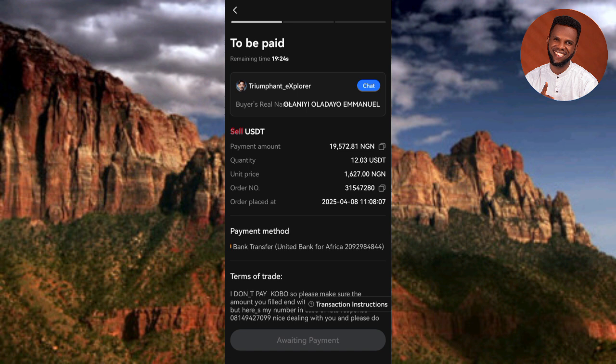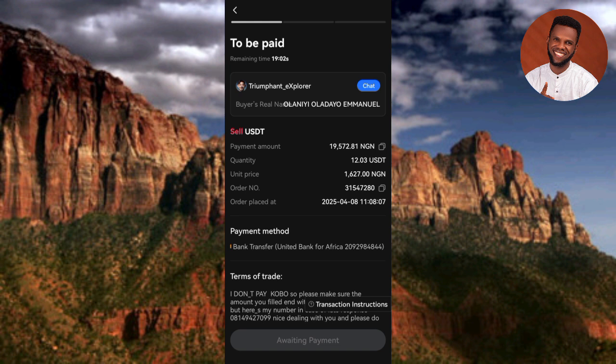You can see guys, this is the payment section. You can see awaiting payment. So what you have to do now is to wait for the buyer to send the money into your bank account. Once the person has successfully sent the money into your bank account, then you can go ahead to release the USDT to the buyer. That's how it works. So what you have to do now is to wait patiently for the person to actually send the money. So guys, let's just wait a few seconds.